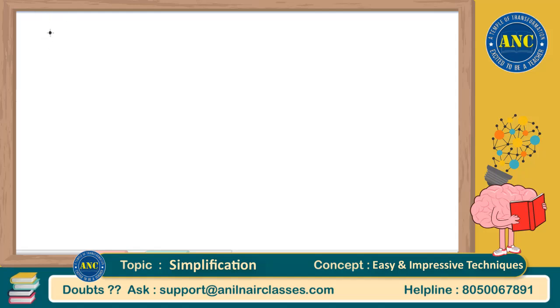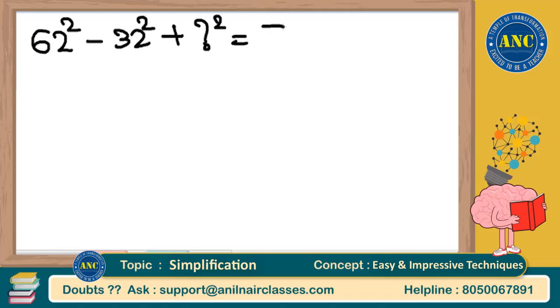See here, suppose your question is 62 square minus 32 square plus question mark square is equal to 3144. I want to find the value of question mark. Listen carefully, sir. Not interested in substituting the value of 62 square and 32 square. I taught you already how to find 62 square within seconds.